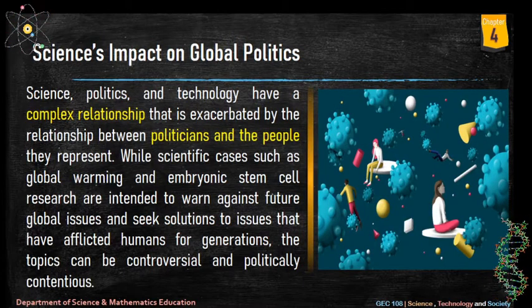Science's impact on global politics. Science, politics, and technology have a complex relationship that is exacerbated by the relationship between politicians and the people they represent. While scientific cases such as global warming and embryonic stem cell research are intended to warn against future global issues and seek solutions to issues that have afflicted humans for generations, the topics can be controversial and politically contentious.